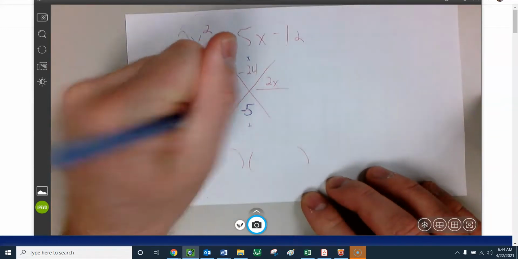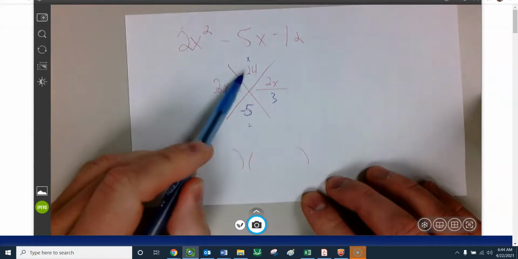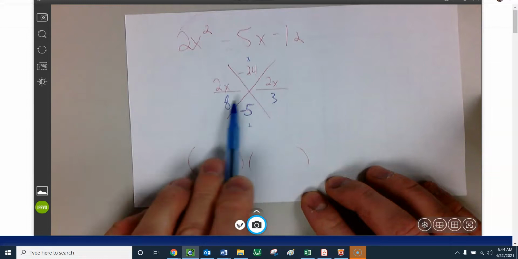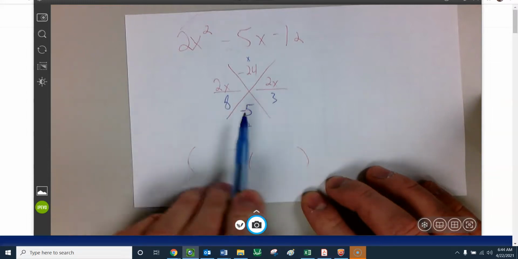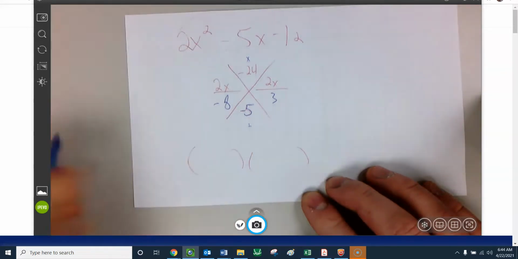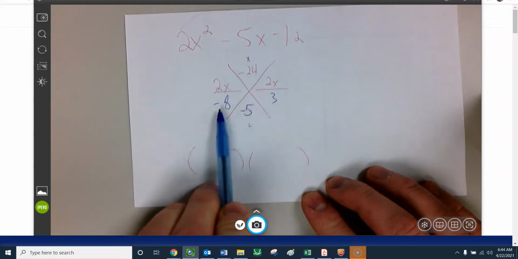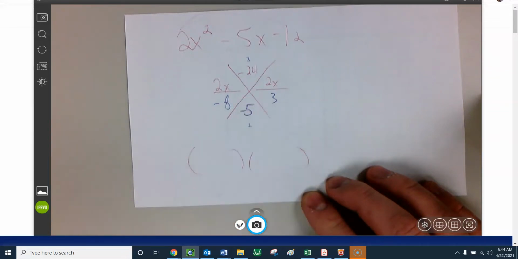So once I've decided 8 and 3, I know those are going to multiply to 24, but it's got to be negative 24. So one of these has to be negative. The rule was the bigger of the two numbers will always have the same sign as our linear coefficient. So the 8 has to be negative. Let's check it out. Negative 8 times 3, negative 24. Negative 8 plus 3, negative 5.